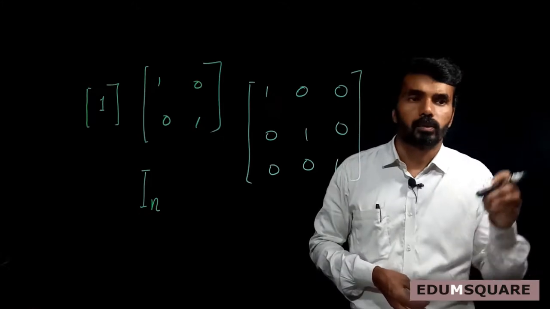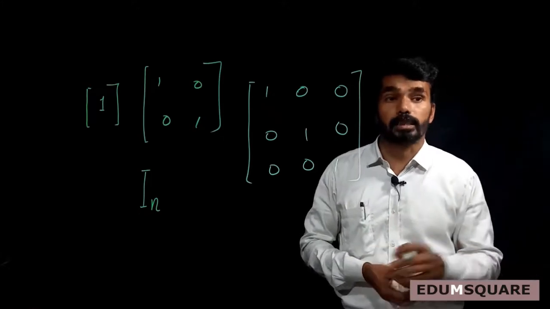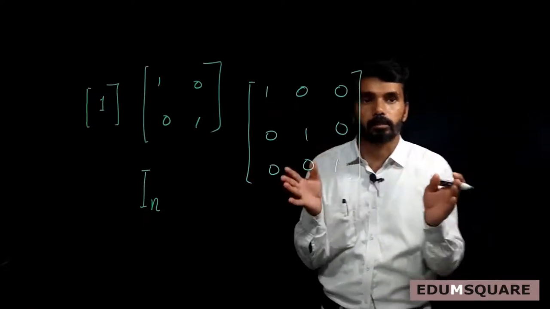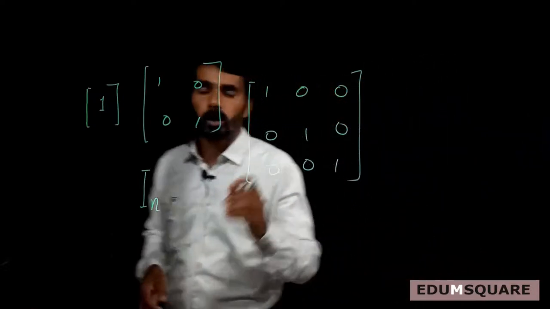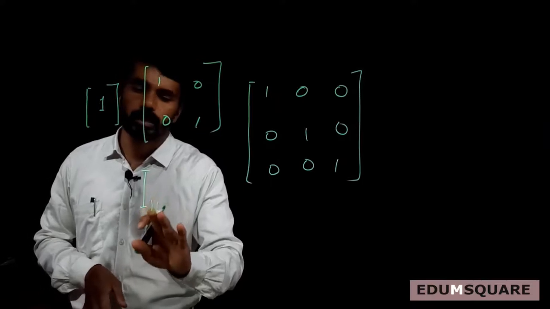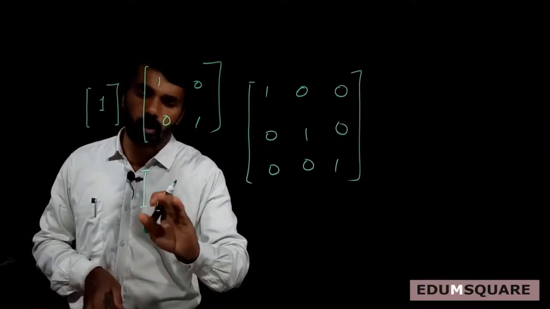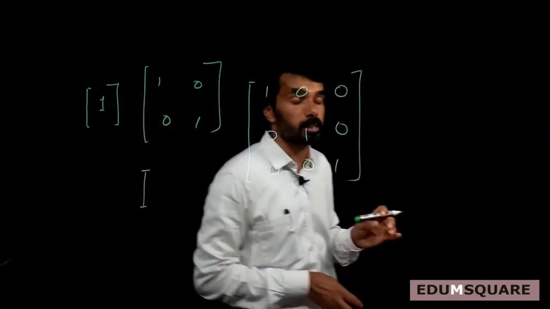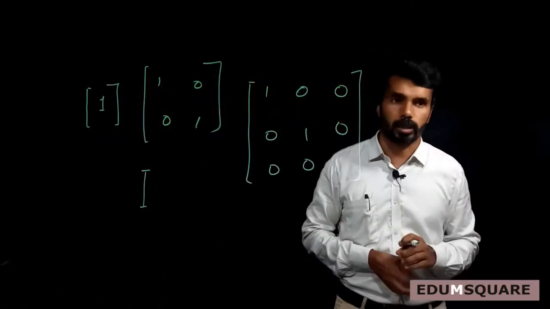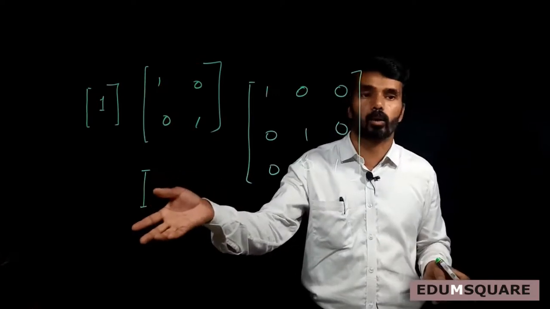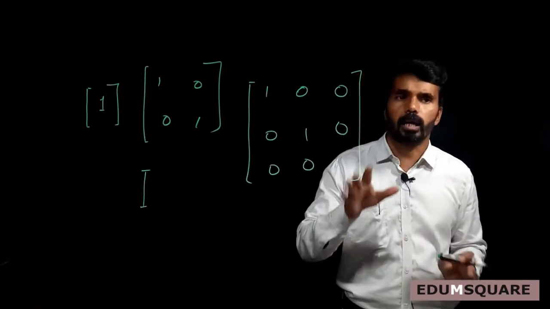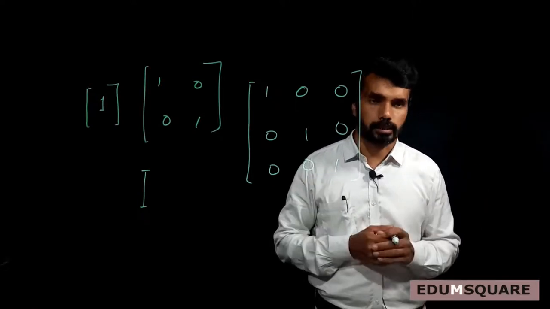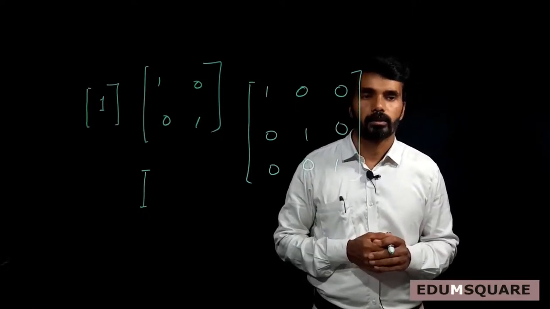But the order of an identity matrix is clear from the context. Let us denote an identity matrix by only I. Okay, why? Because the order of an identity matrix is clear from the context. So no need to use I_n or something else. Only I. This is enough to denote an identity matrix. Okay.